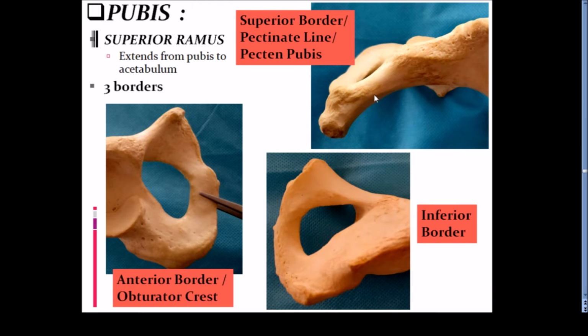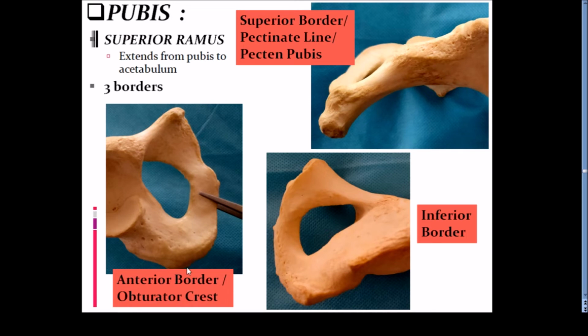It is very sharp and it extends from just behind the pubic tubercle up to the posterior part of the iliopubic eminence. So this superior border, along with the pubic crest, forms the pubic part of the arcuate line. So the pubic part of the arcuate line is formed by the pubic crest along with the superior border of the superior ramus.